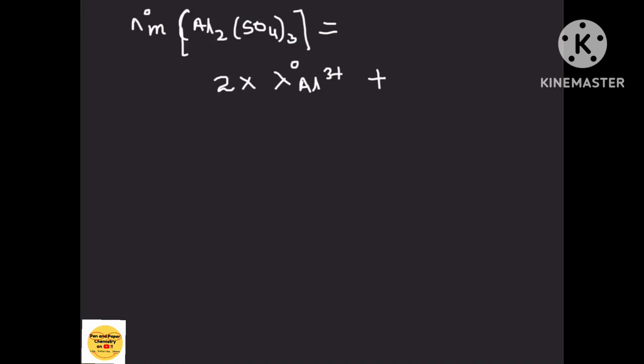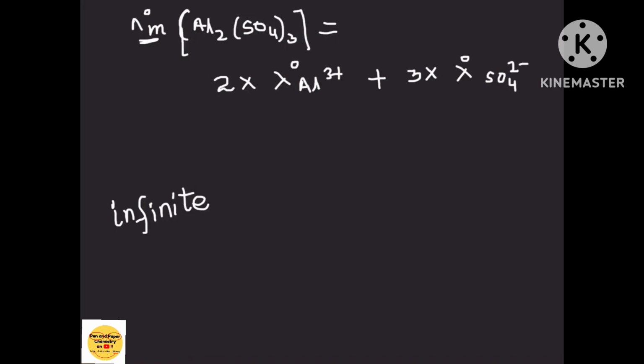What do we mean by limiting? Yes, a solution having infinite dilution. That means a solution which is so dilute that further dilution does not have any effect on the molar conductivity, right? So coming back to aluminium sulfate, twice the ionic conductivity of aluminium plus thrice the ionic conductivity of sulfate ions, right?